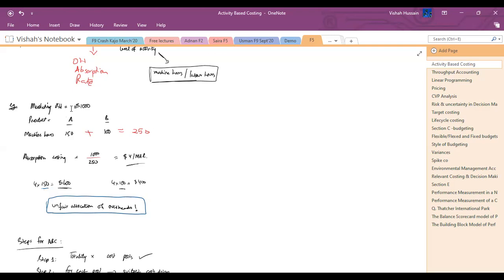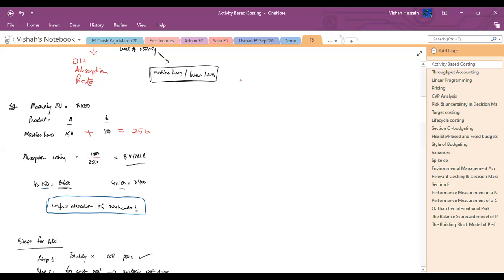Right now, if you're absorbing your overheads over machine hours, this becomes a very unrealistic approach because your marketing department is based on labor. Because your marketing department is based on labor, any overhead being incurred on the marketing department should also be because of labor. Then why are you absorbing it over machine hours? An unrealistic assumption occurs, which is why the answer is also unrealistic. The overhead absorption rate that you're computing is also unreal.